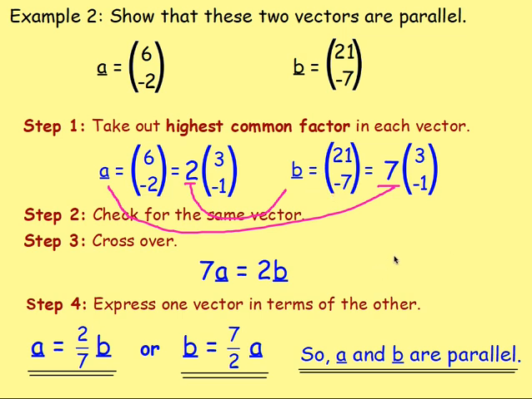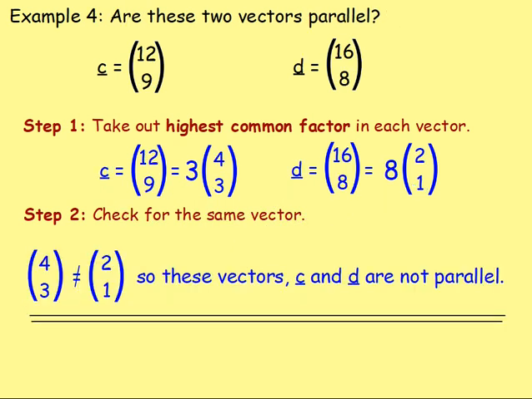From there, just express one vector in terms of the other. So divide both sides by 7, it'll give you A equals 2/7 B. Or if you divide both sides by 2, you'll have B equals 7/2 A. Because of that, it shows you that A and B are parallel. You're expressing one vector in terms of the other.